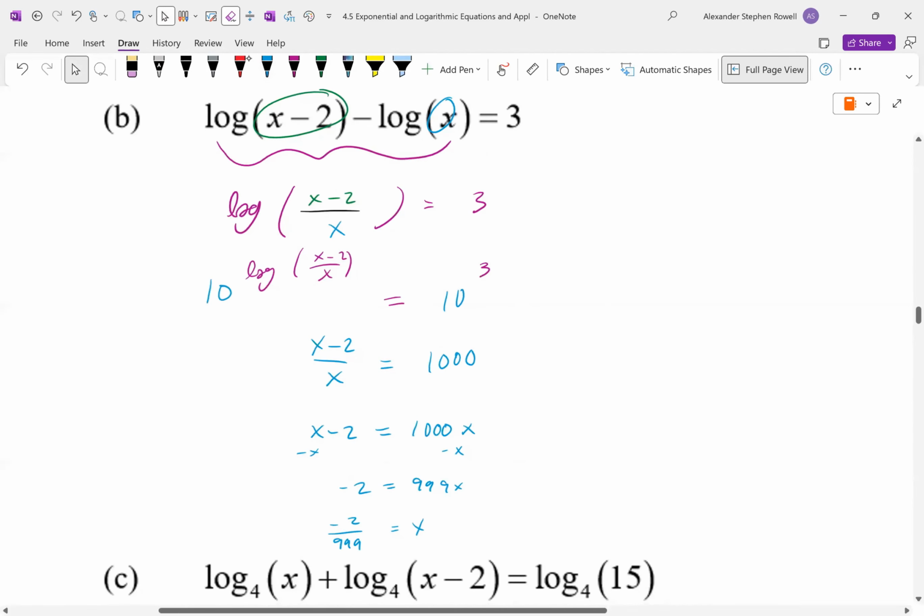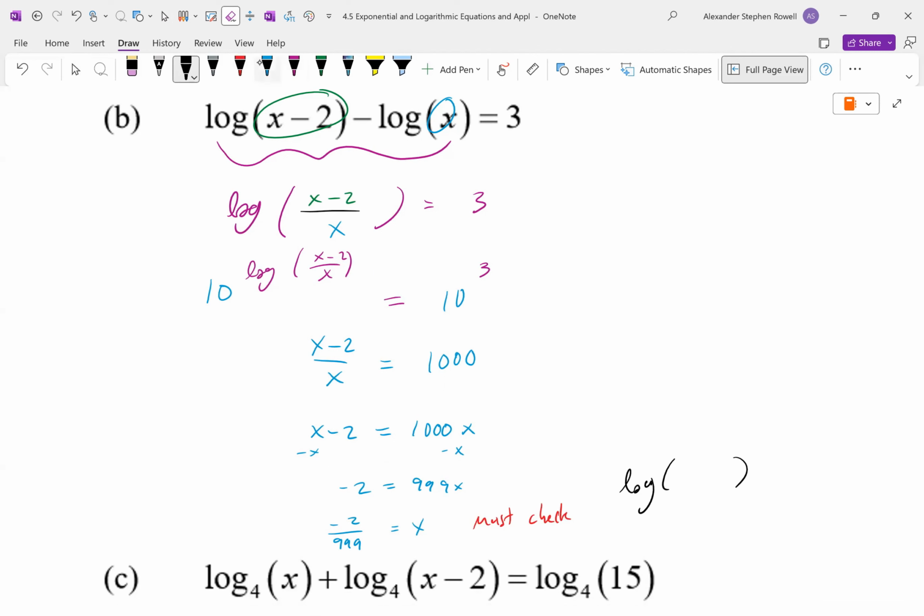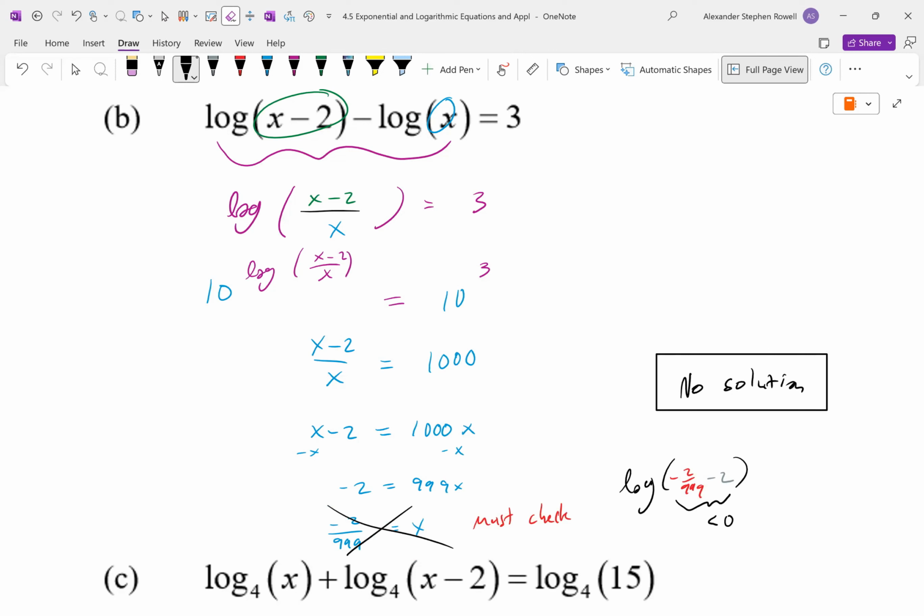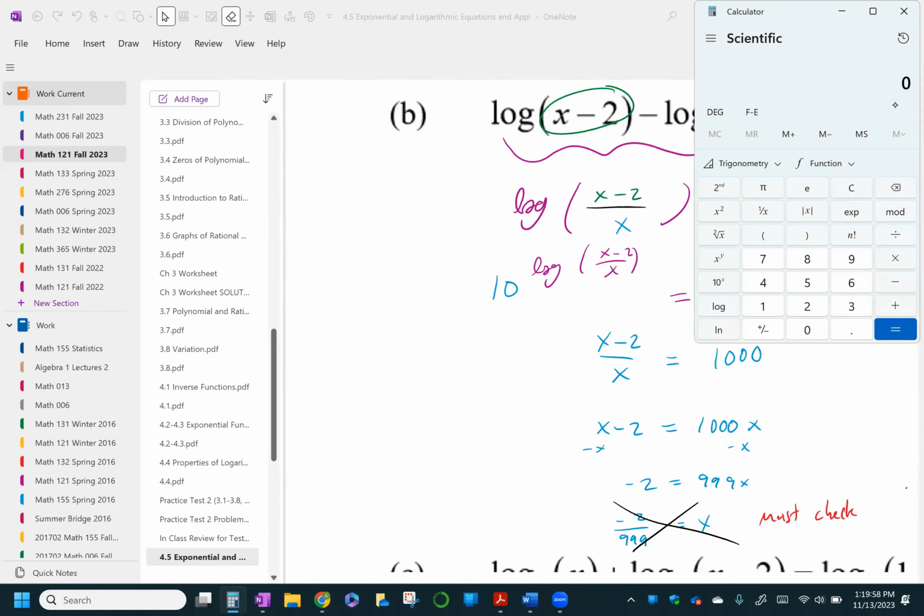So we must check. Take the first logarithm, log of, we'll plug in negative 2 over 999 minus 2. And I don't really need to simplify it. I know that is negative. So that's a domain error, which means this is an extraneous solution. Any questions about that? Do you believe me? Negative 2, if we take the log of it, invalid input. It's nonsense. It's not in the domain.